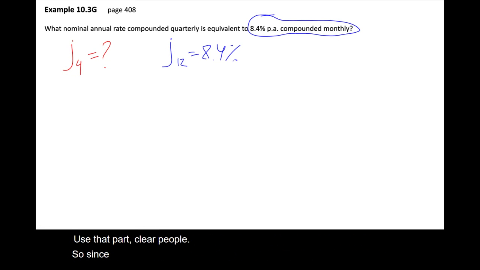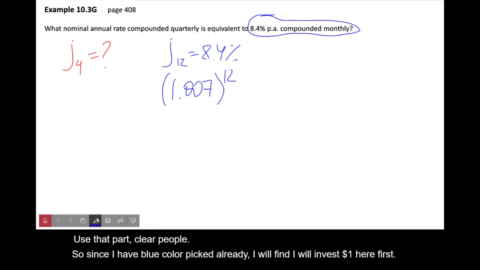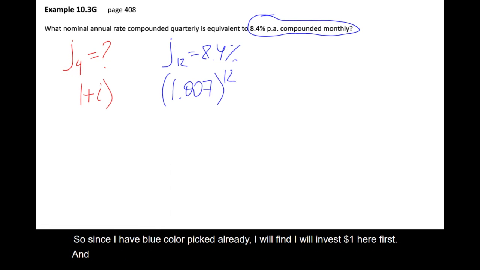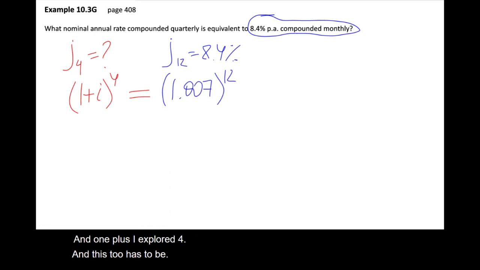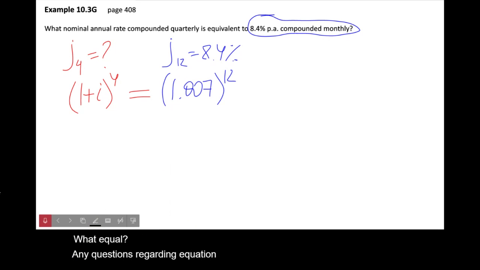So since I have the blue color picked already, I will invest $1 here first. And 1 plus i exponent 4. And these two have to be what? Equal. Any questions regarding the equation I just created, people? Does everyone understand how I did it?